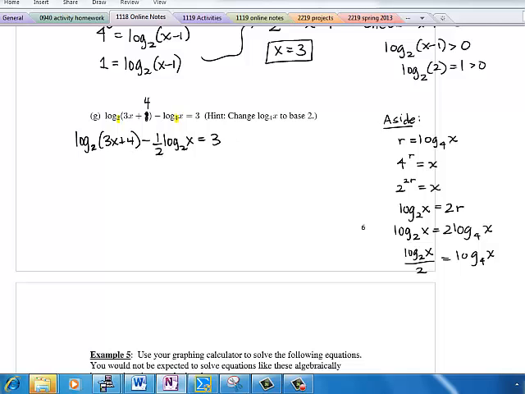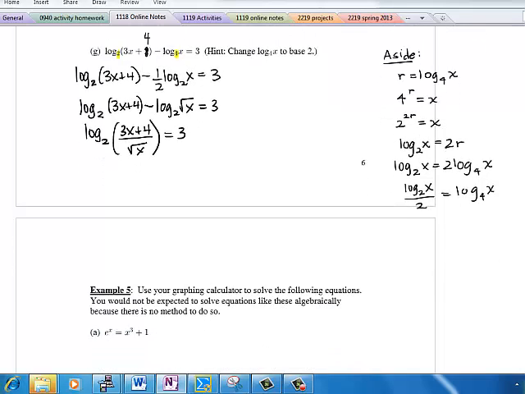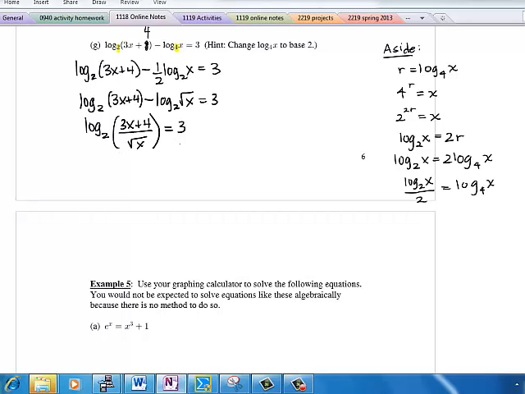Now that they have the same base, we can work on combining them. So we'd have log base 2 of 3x plus 4. We need to move this half out of the way, minus the log base 2 of the square root of x. Then we can combine these into a quotient. And then switch to exponential form. 2 cubed would be 3x plus 4 over square root of x.